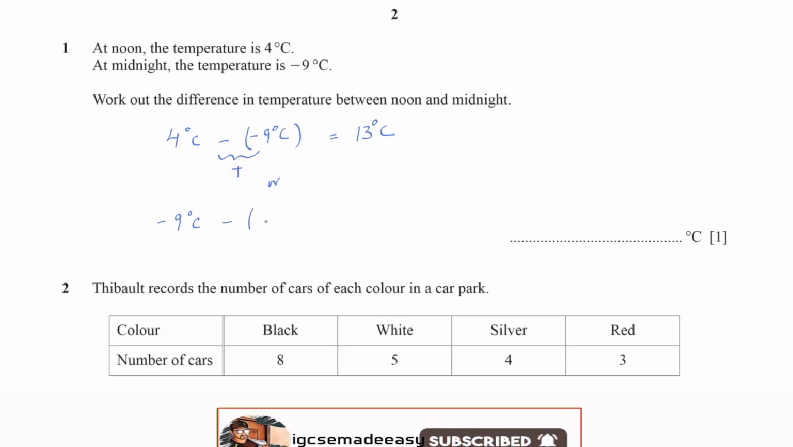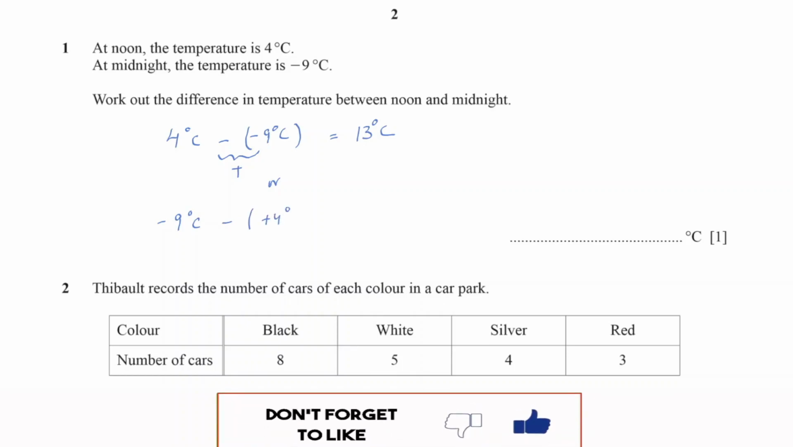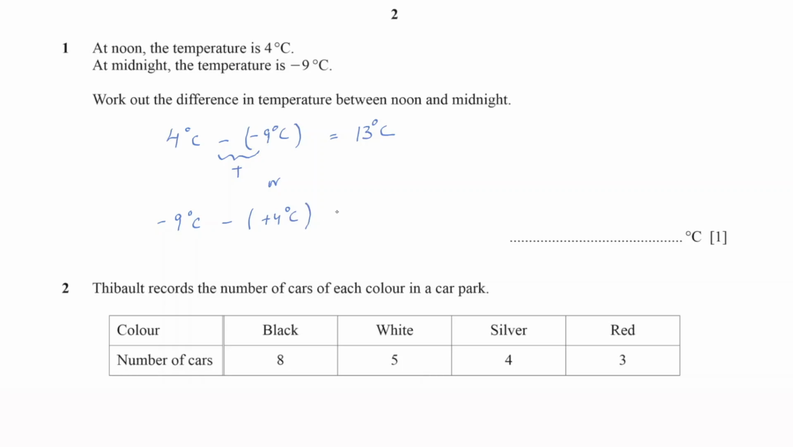Or there can be another case, that is if the noon temperature, that is plus 4, is subtracted from the midnight temperature. So minus 9 minus 4 gives you minus 13 degrees Celsius. So both the answers are correct. Any one will work, or both you can write with or. So you can write 13 degrees Celsius or minus 13 degrees Celsius. Both are correct. This is the difference between noon and midnight temperature.